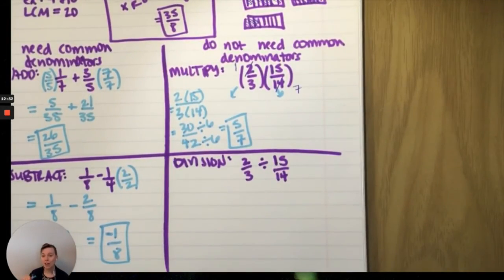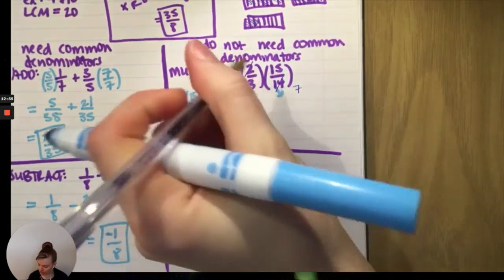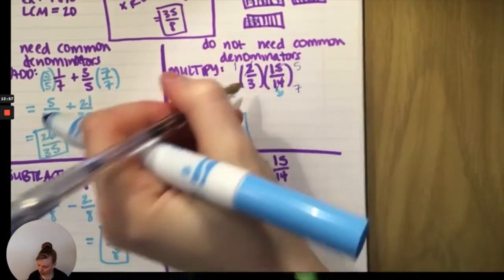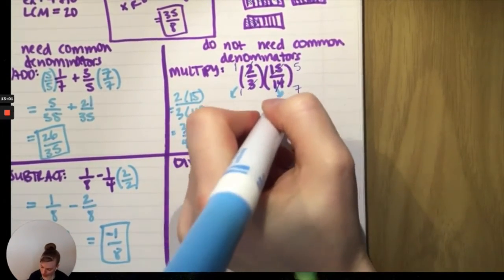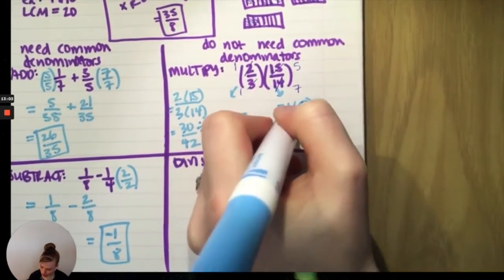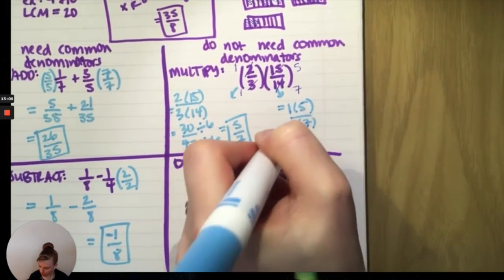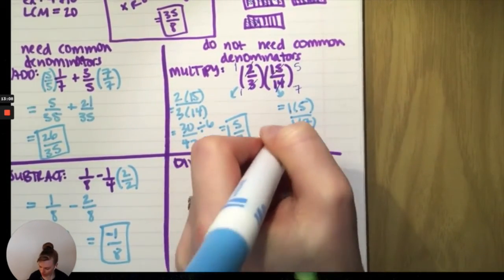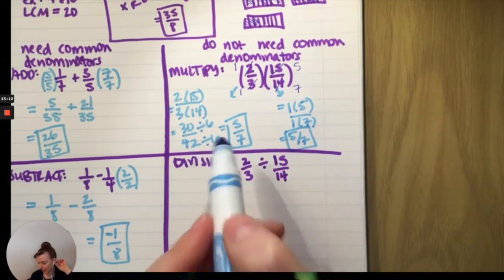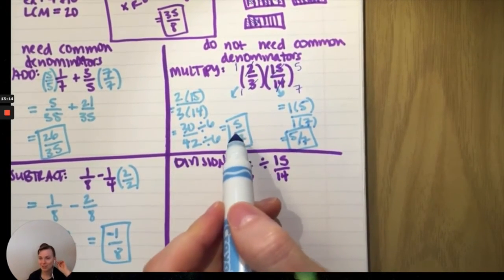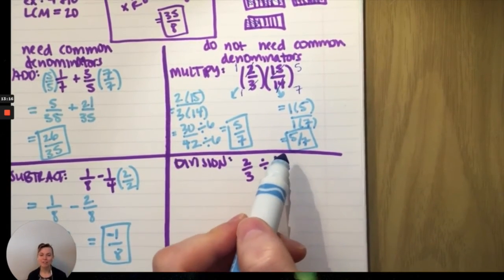Pause the video. How did I do that? 15 and 3, same thing. That goes to 5, that goes to a 1. Now when I multiply my numerators and my denominators, I end up with 5/7. I did that just for space's sake, but I should leave it like this. This is much prettier, much better of an answer. I have 5/7 as my final answer.